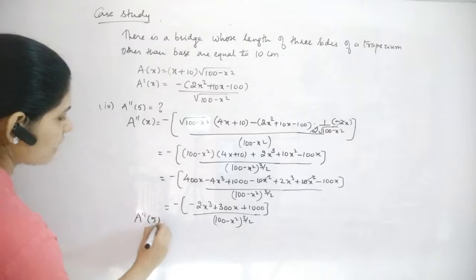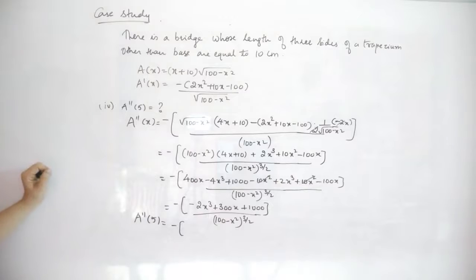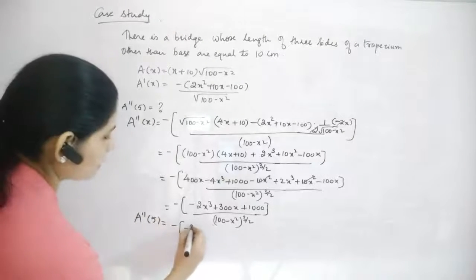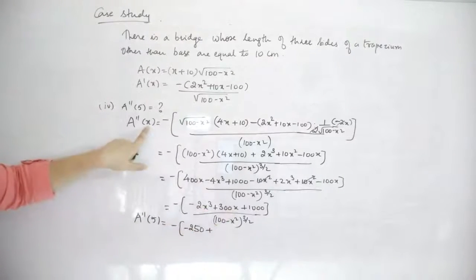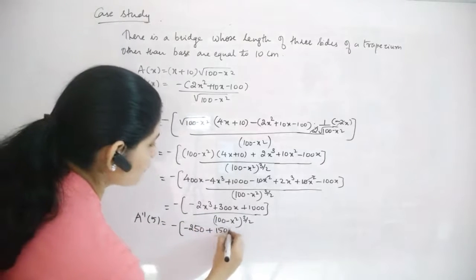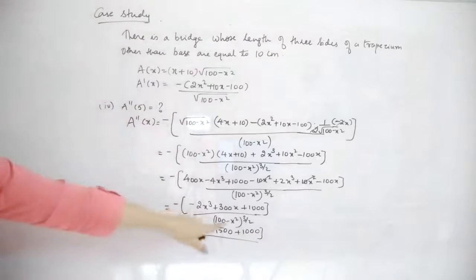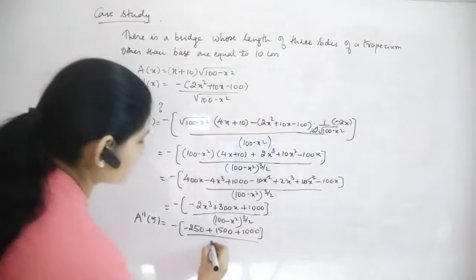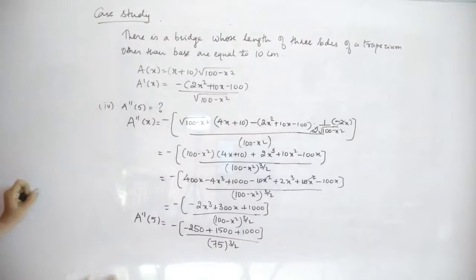f double dash of 5 is negative of, negative here, this is 5 cube into 2, 5 into 5, 25, 125 into 2. Okay, so you will have 250 minus 250 plus again 300 into 5, replacing x with 5. Here what you will get, 300 into 5, 1500 plus 1000 divided by 100 minus x square, which is 25. So you will have 75 raised to 3 by 2, or you can split and write it as 75 into root 75 also.